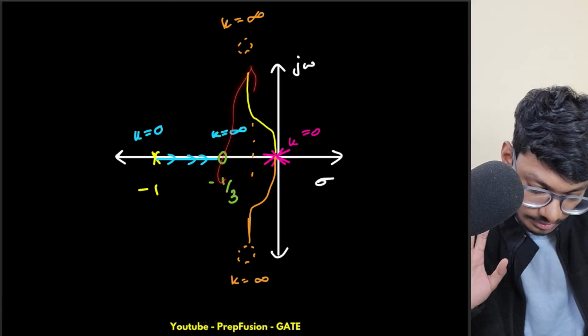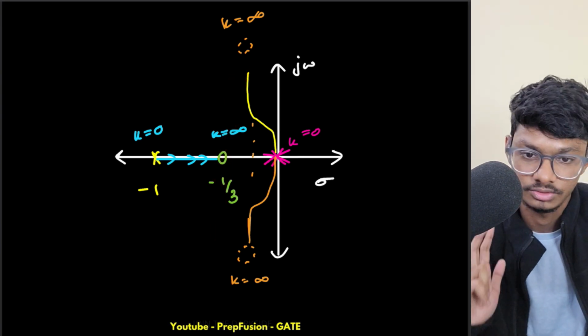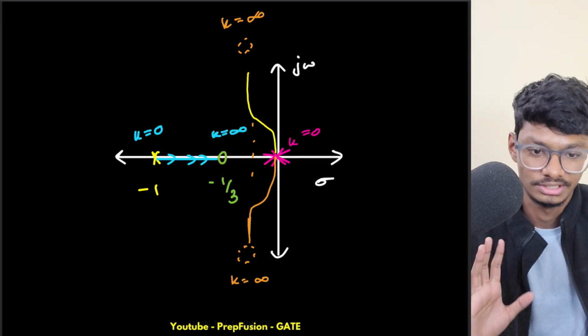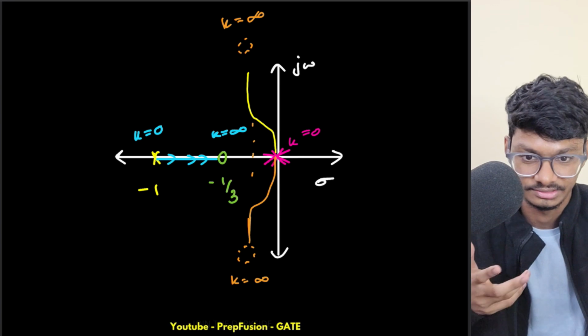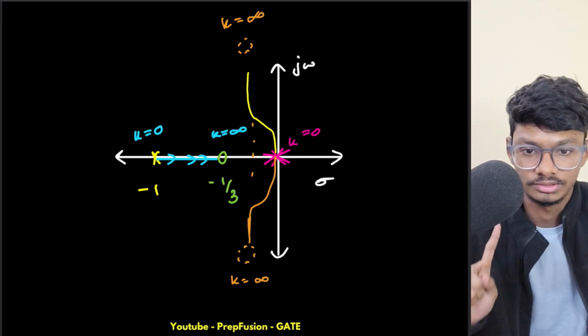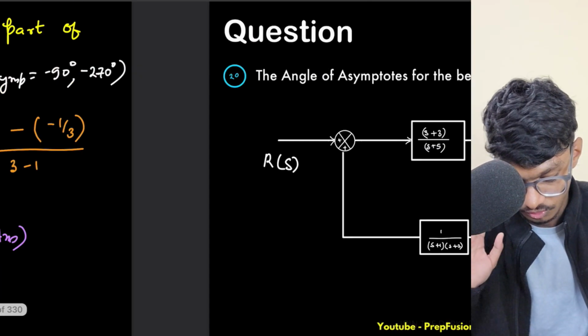So obviously the real parts are lying on the 0 itself. Okay, this is just a coincidence, nothing to be serious about. So the minus 1 by 3 will be the answer. Now let's go to the next question.